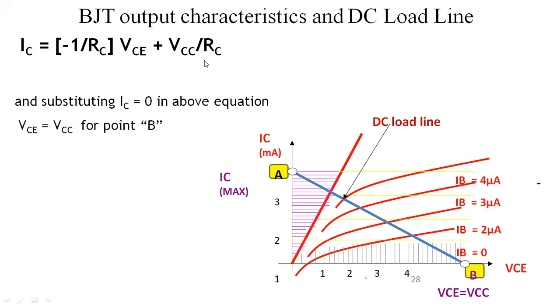So this is a very basic equation that we are putting forward. Suppose we put IC equals 0, then the value of VCE becomes equal to VCC. And similarly, if we put VCE equals 0, we will get the maximum value of IC.